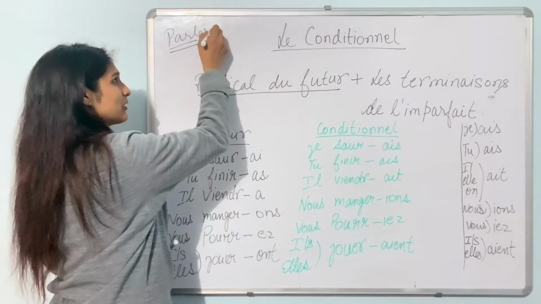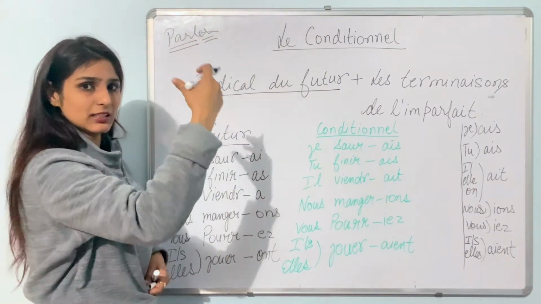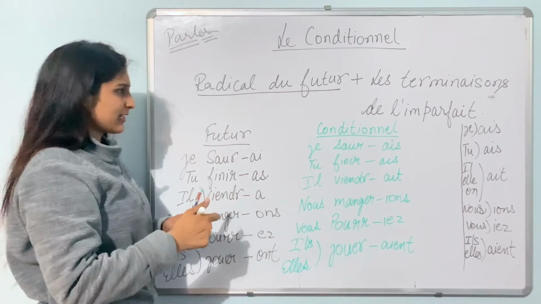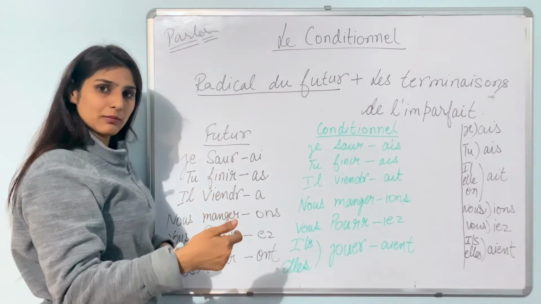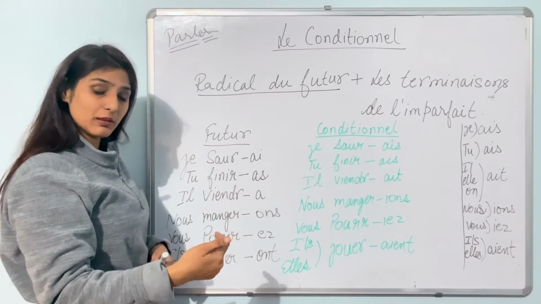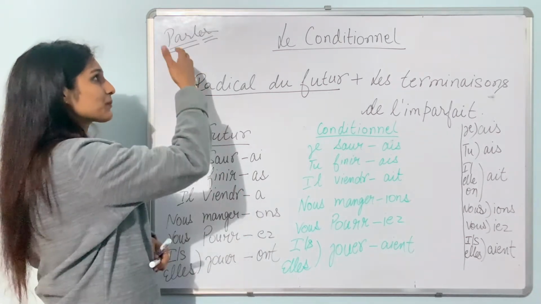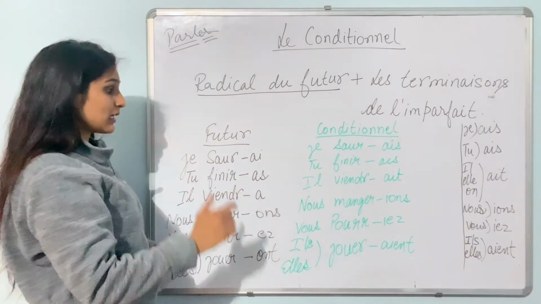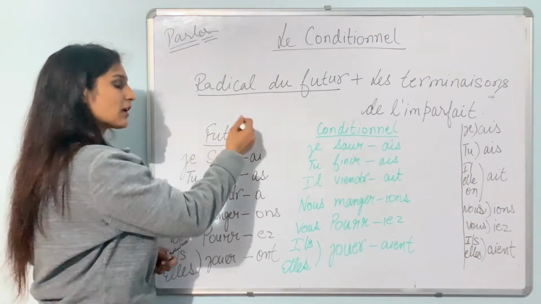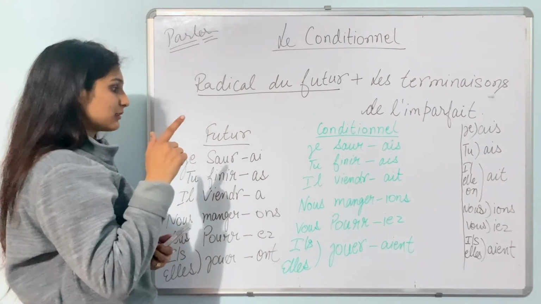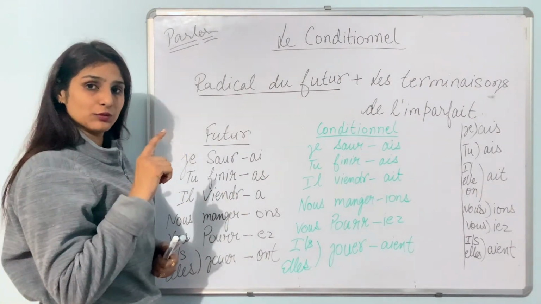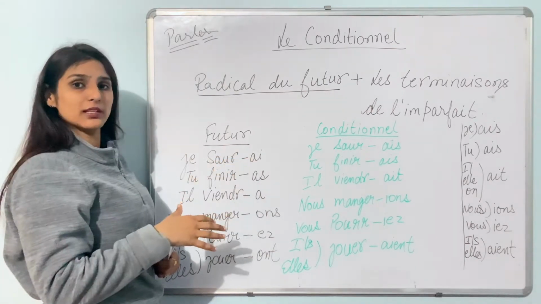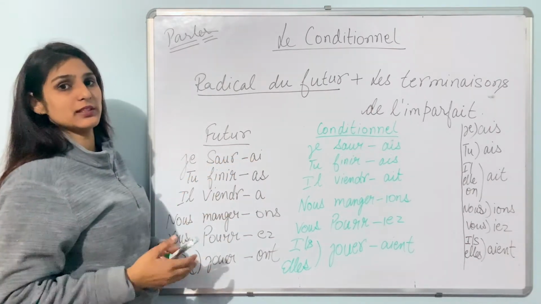So you always cut down this and then you conjugate with the e, es, e, ons, ez, ent. That's like je parle, tu parles, il parle, elle parle, on parle, nous parlons, vous parlez, ils parlent. So that is the radical that you're going to pick up over here for each and every verb, but in the future form. In the I button there is the video for future coming up, so you could learn the future tense before learning conditional.